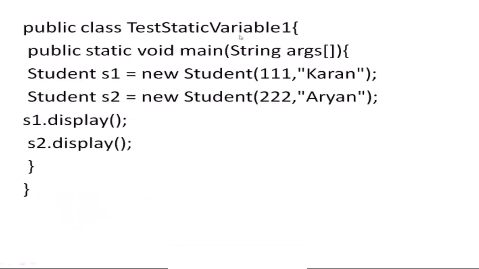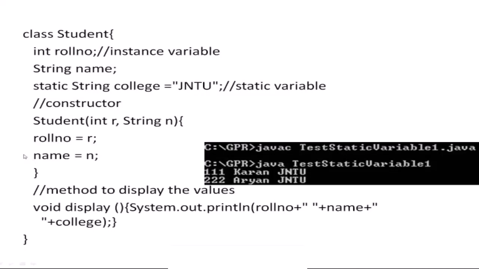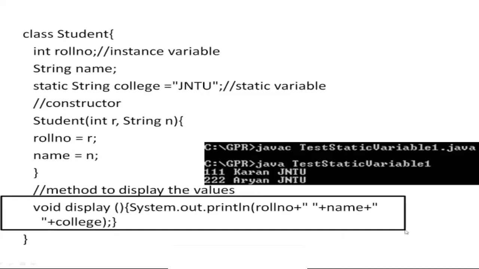Here, test static variable is the main method. Here you are having student 1 and student 2. Here you pass the roll number of the student and the name of the student. Finally, S1 is a particular object for student 1 and S2 is an object for student 2. Finally, we are having only one display method here. The display method is going to print the roll number and name of a student.